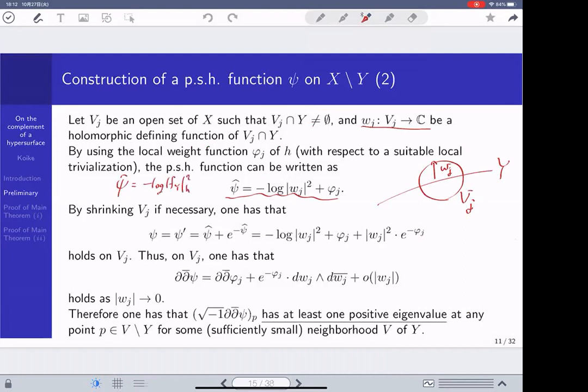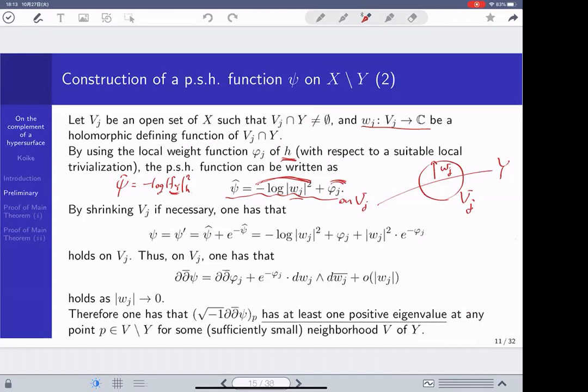And in this locus, I mean on Vj, this Fy coincides with Wj by using a suitable local trivialization. And here the local weight comes. And this function is pre-harmonic on the complement of Y. And this one is pre-subharmonic because Y, h has a semi-positive curvature.